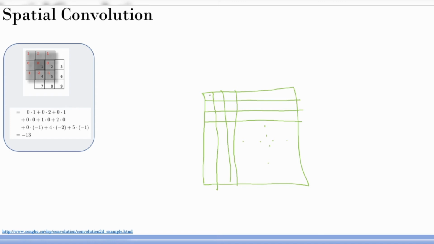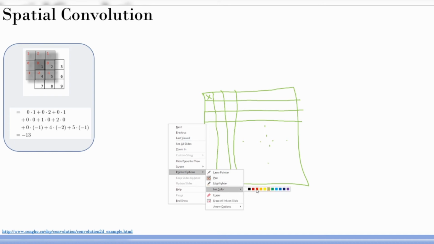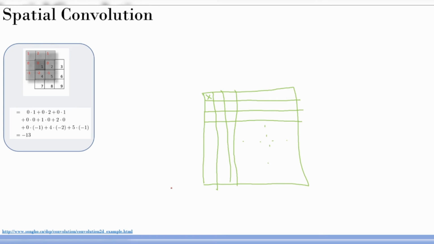Now this location is the first one I want to update. So how do you go about it? For that purpose you have to put the kernel in such a way that the center should match. That's what you are going to do. Let me use a different color. The kernel will be something like this at the start.